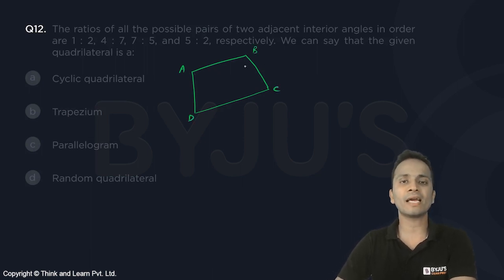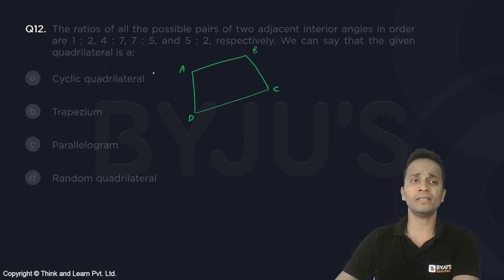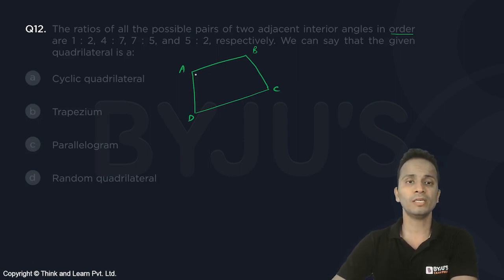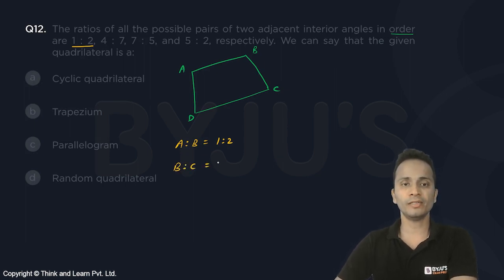So angle A, angle B, angle C, angle D, in this order I'll be going, because the question is talking about the order as well. So the first ratio, I'll assume it as the ratio of A and B. So A is to B is given as 1 is to 2. B is to C, the order, you'll have to maintain the order, 4 is to 7.